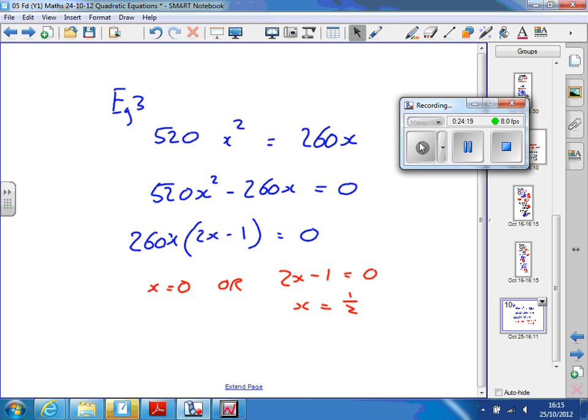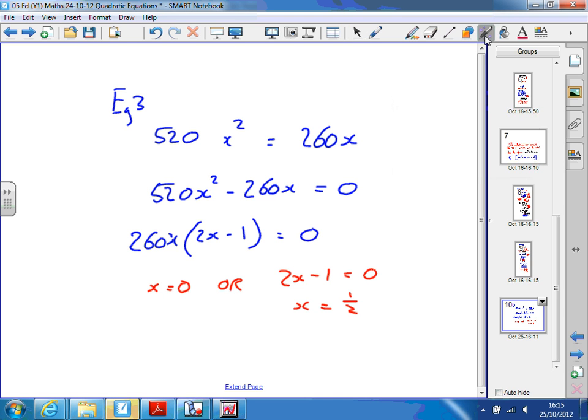Hopefully you saw the shortcut with this example then. You can actually factorise more than just the x outside the bracket. If you can see a number that goes into both of these, and in this case I made it so that 260 goes into 520, it makes life a lot easier for yourself, because x is still 0 for the first solution, and now we've got a much easier bracket to deal with to find the second solution. So if you can take something else, part of the number, outside the bracket, that does work. So yes, that is a perfectly valid method.